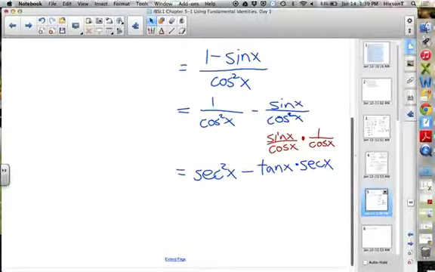Yes. So this is the final answer? This is our final answer. Remember, our goal was to write it so that there are no fractions in it. And up until we got here, we still had fractions, but we were able to rewrite all those using reciprocal functions. Okay.